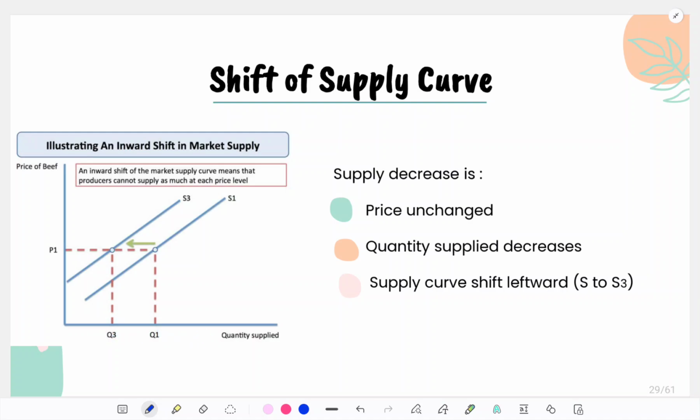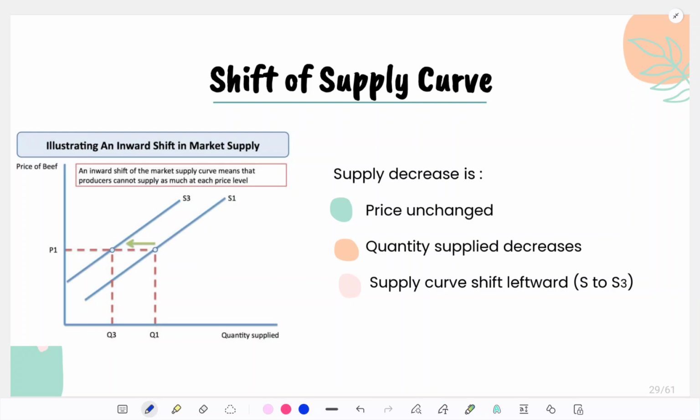Now, what does it mean when we say the supply shifts? A shift means there's a change in supply at all price levels, not because of a change in the price, but because of other factors. For example, if something other than price changes, like the cost of raw materials or improvement in technology, the entire supply curve will shift.